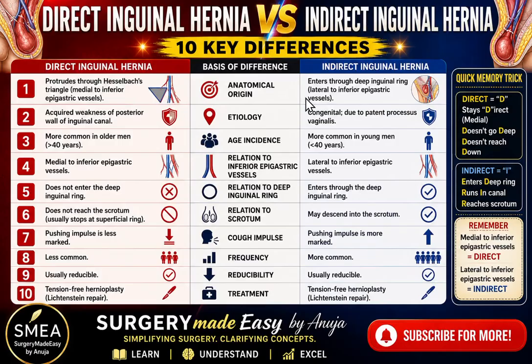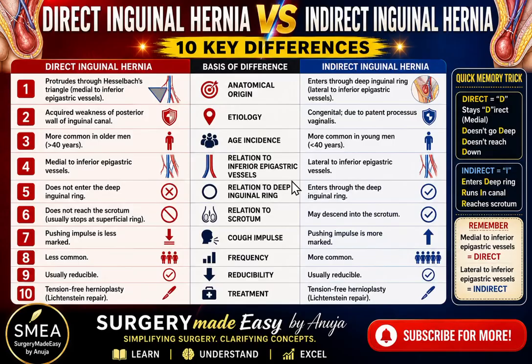It trespasses inside the inguinal canal which is lateral to the inferior epigastric vessels. Usually, the cause of direct inguinal hernia is an acquired weakness of the posterior wall of the inguinal canal. Indirect may be due to congenital causes, due to a patent processus vaginalis, due to lifting heavy weights, etc. The incidence of age in direct hernia is seen in older men, more than 40 years, whereas indirect is seen in young individuals.